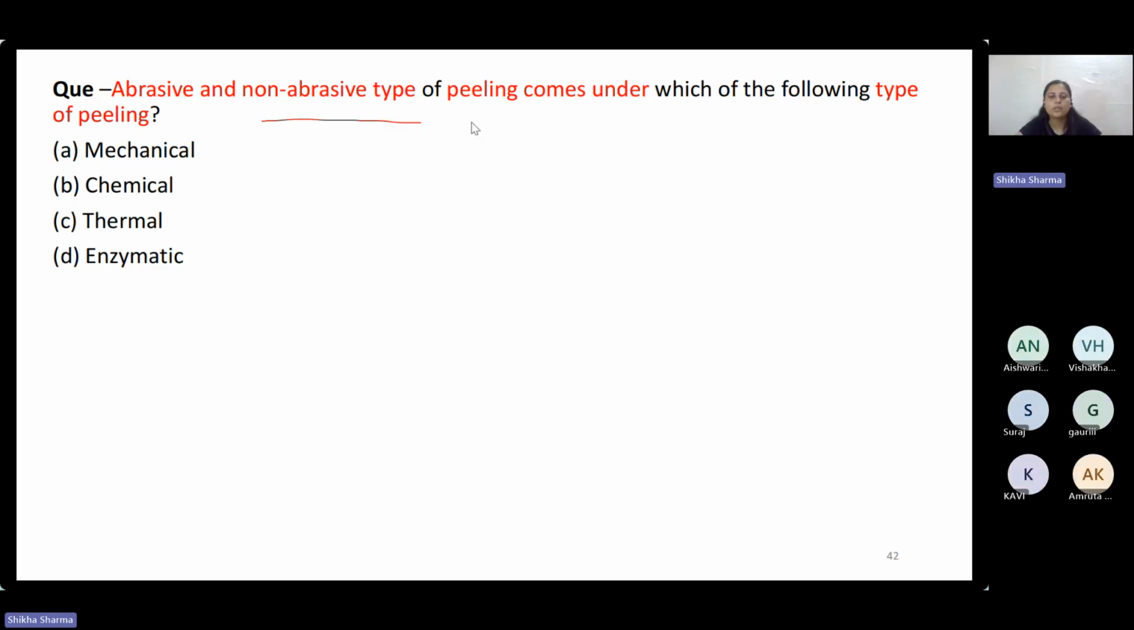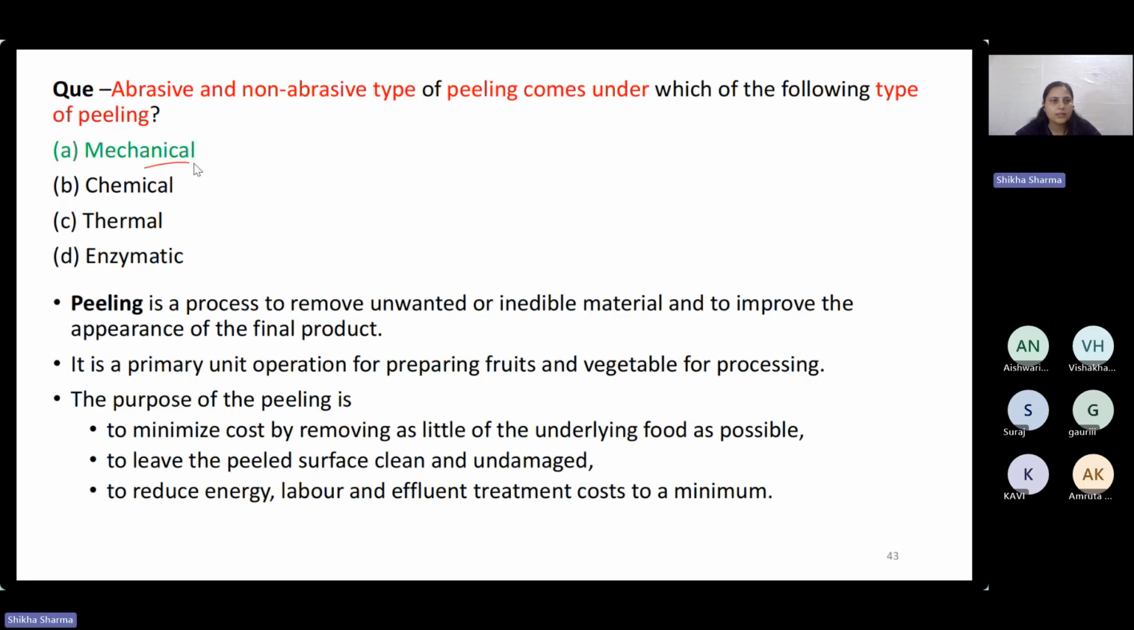Abrasion and non-abrasion type of peeling comes under which of the following types of peeling? Mechanical, chemical, thermal, and enzymatic. Option A, mechanical. Okay. So you three guys are correct that mechanical is the correct answer.